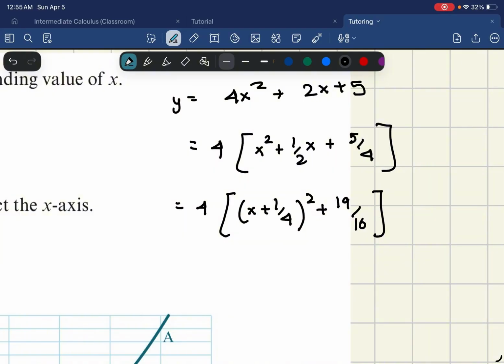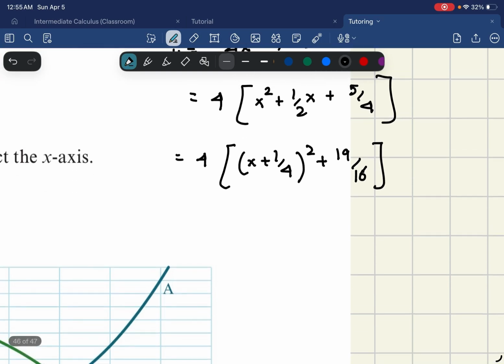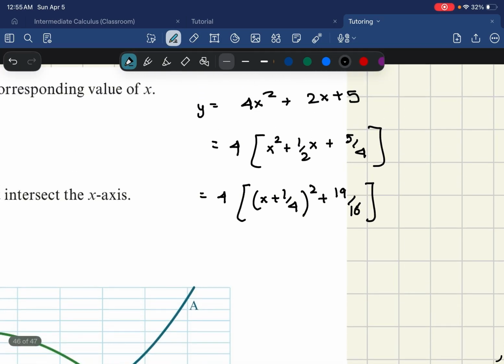This should be correct. So if you look at this, let me just check. So this gives me x squared plus 1 over 2x plus 1 over 16. And 1 over 16 plus 19 over 16, that adds up to 20 over 16. And 20 over 16 is just 5 over 4, I think. Yeah, that is exactly what we want. All right, so this is correct. So we see that the vertex is at 1 over 4. Sorry, it's at negative 1 over 4, comma 19 by 16.